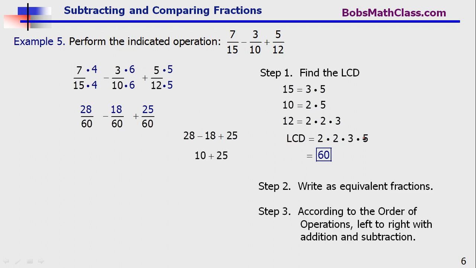So 10 plus 25 is 35. So 35 over 60. And can we reduce that? Yeah, we can divide them both by 5. 5 goes into 35 7 times, and 5 goes into 60 12 times. So 7 over 12. Okay, we're doing all right? Yeah, I think so. Okay, let's move on.